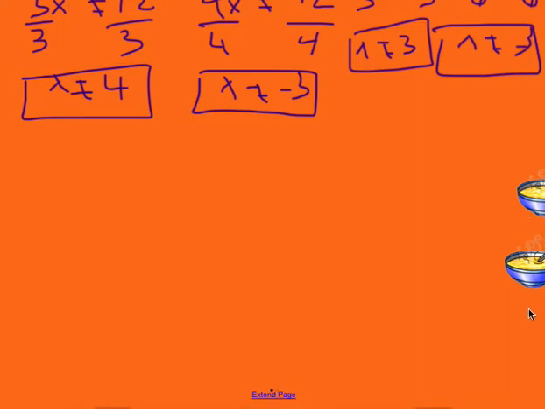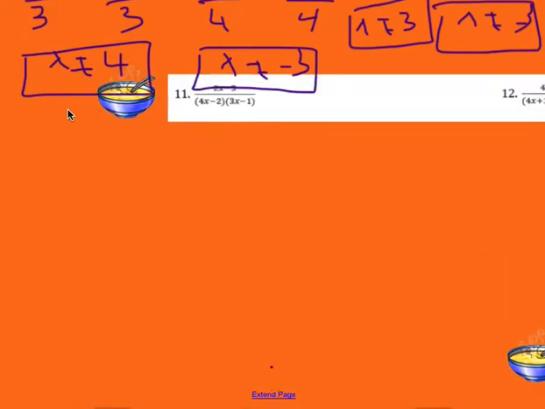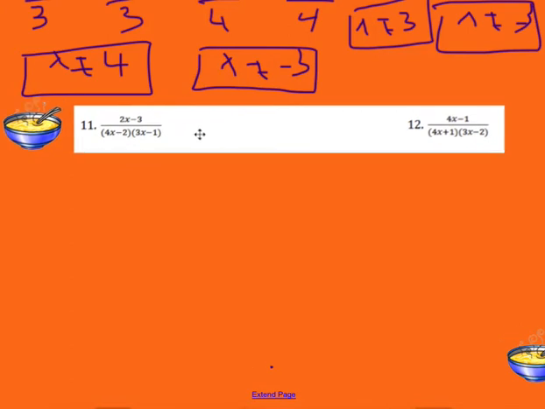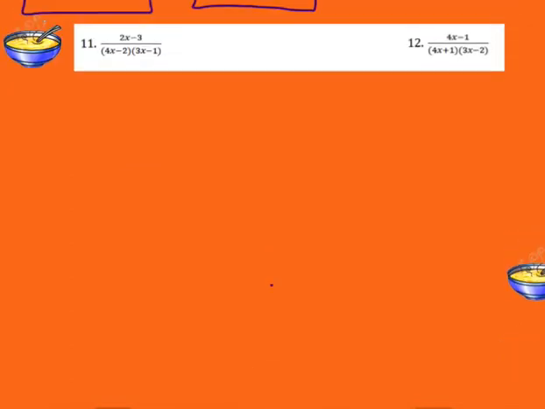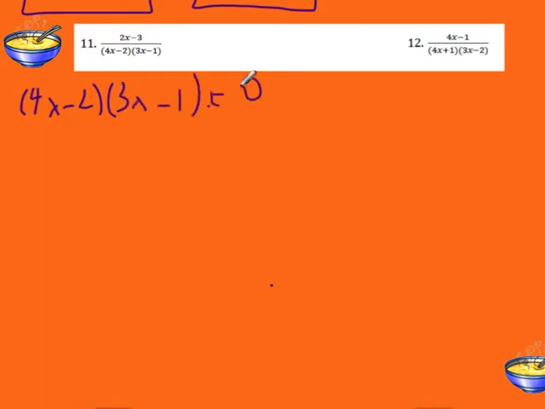Alrighty, so let's take a look now at number 11 and number 12. If you get this, go ahead and finish it up on your own. Otherwise, I'm just going to talk through the last couple here. So let's take a look at 4x minus 2 and 3x minus 1 cannot equal 0. So 4x minus 2 cannot equal 0, and 3x minus 1 cannot equal 0.